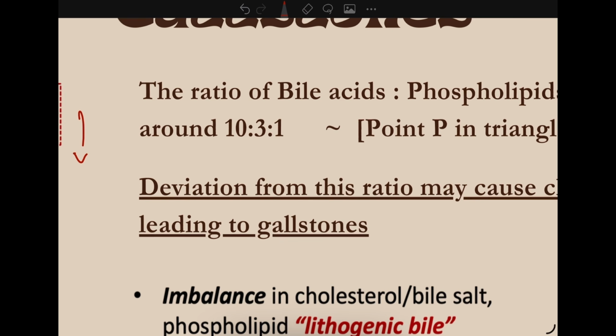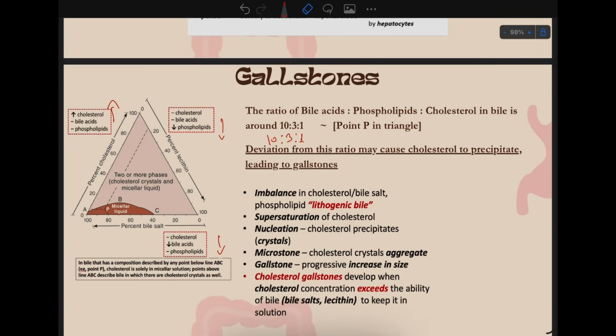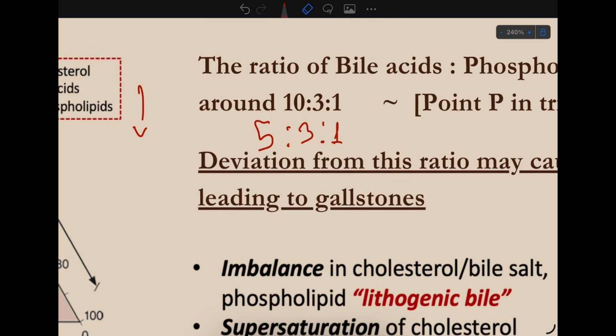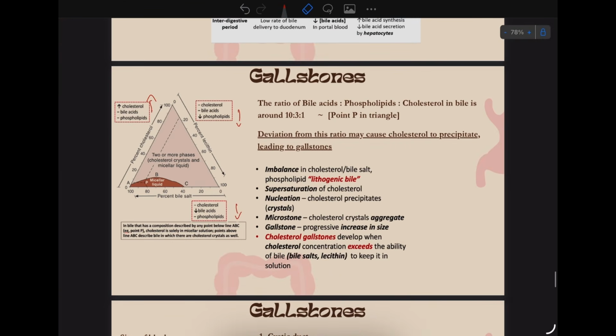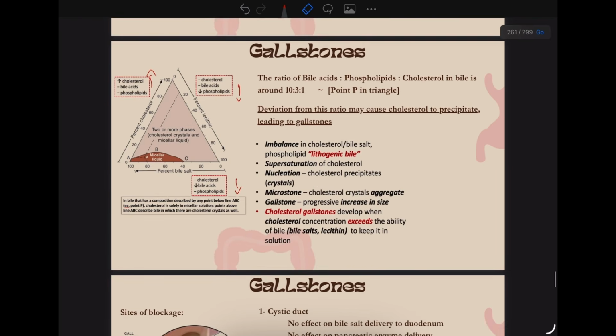But what if cholesterol becomes more? It becomes 2 to 3 to 10. This is dangerous, because then it might precipitate. What if the cholesterol is the same, it's 1, but phospholipids are decreasing? Still dangerous. What if the phospholipids and cholesterol are the same and bile salts are decreasing? Still dangerous. Okay, makes sense? Very easy. And there were like 7 questions about this in the past. So please keep it in mind.